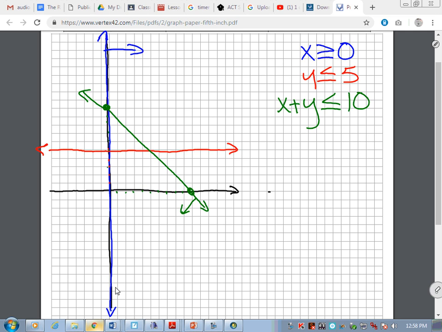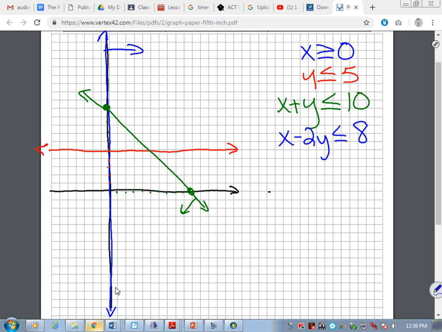All right, so I'm going to erase this here. We're probably going to go back to, let's go to a blue line again. What is the next and last inequality? Less than or equal to 8? 8.